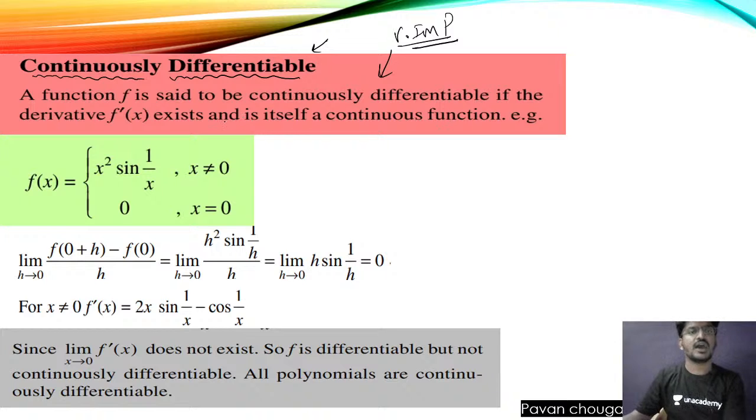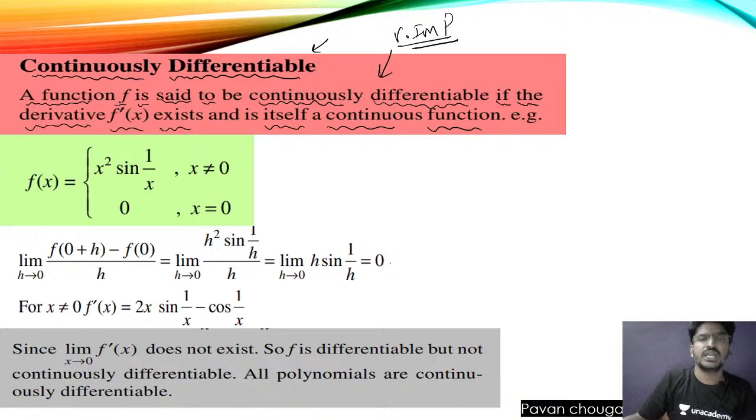In this, we are having a function f is said to be continuously differentiable if the derivative f dash of x exists and is itself a continuous function. That means first it has to be differentiable and itself has to be a continuous function. Are you getting my point?